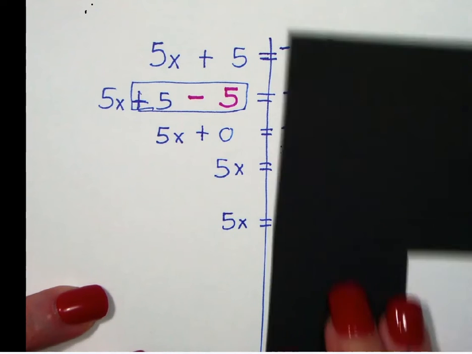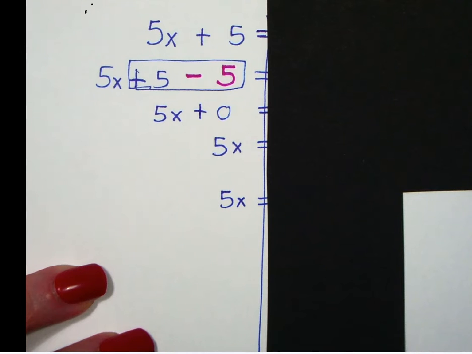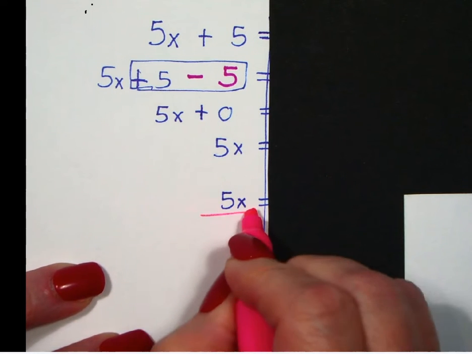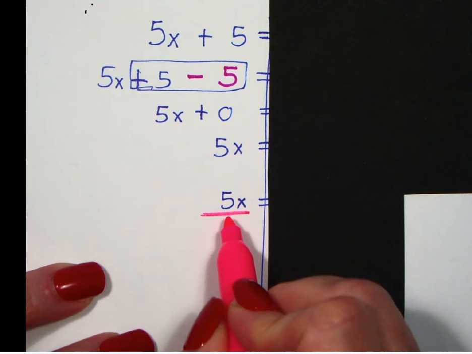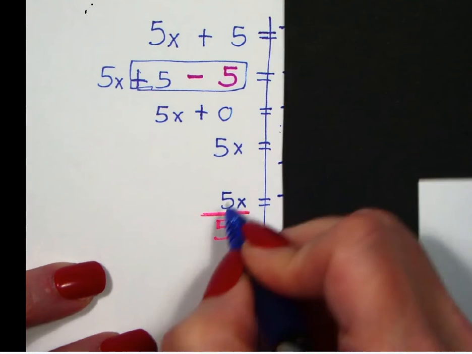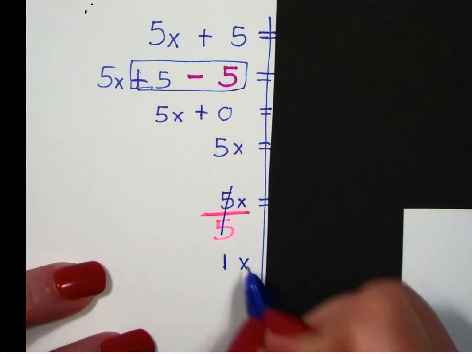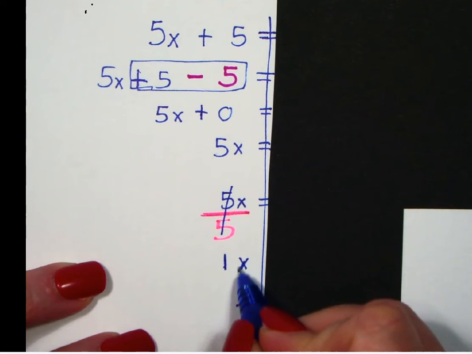Again, we can cover up the side without the letter. We can say, okay, what do we have here? 5 times x. How are we going to undo multiplication? We're going to divide. This line means to divide. We're going to divide by the number that's with the letter. 5 divided by 5 is 1. And then 1 times x is going to give us x.